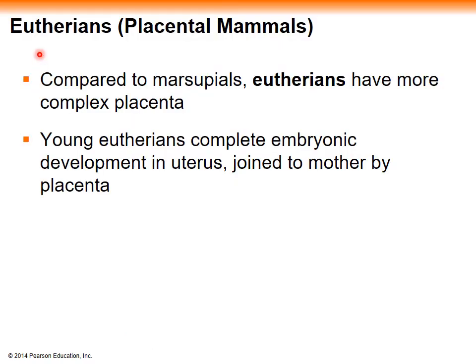That brings us to our eutherians. That's our placental mammals. So these are the most advanced tetrapods now in the evolutionary scale. So they have a more complex placenta. So the young complete their embryonic development in the uterus, where they are nourished, of course, by way of the placenta.